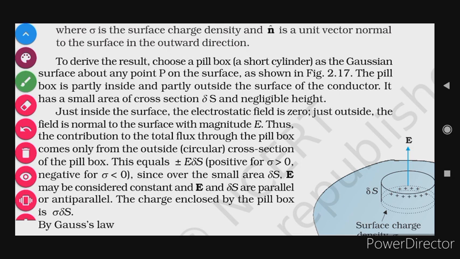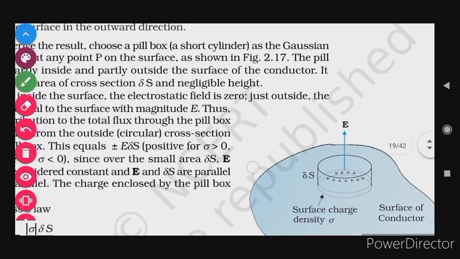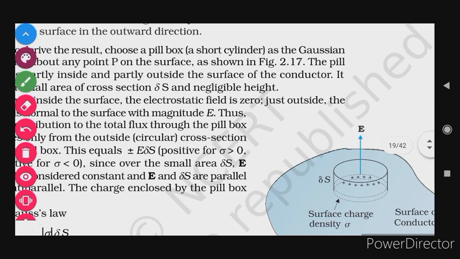Remember, similar to the derivation we did in chapter number 1 to find the electric field for a continuous charge distribution, we first draw a Gaussian surface. And you know what a Gaussian surface is? It is a closed surface. It has certain properties, like it should pass through the point where we have to find the electric field, and it should not pass through a discrete charge. So this is the cylindrical Gaussian surface we have drawn.